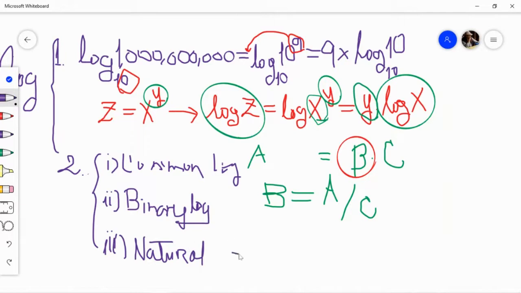And the natural log uses Euler's number as the base. Natural log uses Euler's number as the base. And it can take any number. It can take the log of any number. And most important, any irrational number.